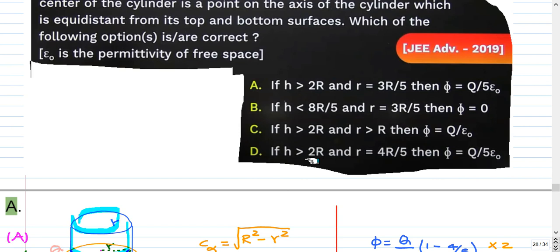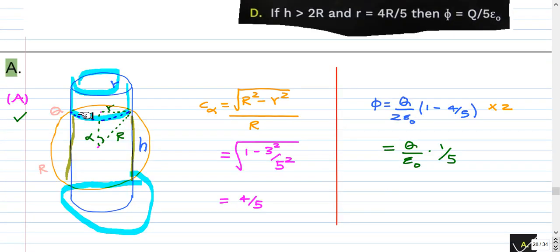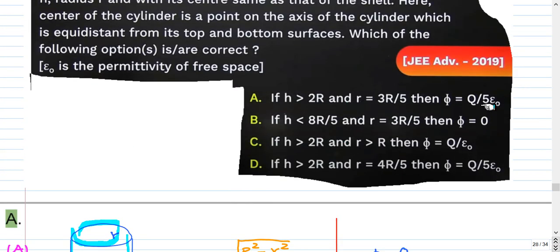Option D: h is greater than 2r and R is 4r by 5, then the flux is Q by 5 epsilon naught. For h greater than 2r and R as 3r by 5, the flux is this one. For this case, the radius is a little bit more, so the amount of flux coming out will be more than this value. So since option A is true, option D cannot be true because the value of R is different. So the correct options for this question are A, B and C.